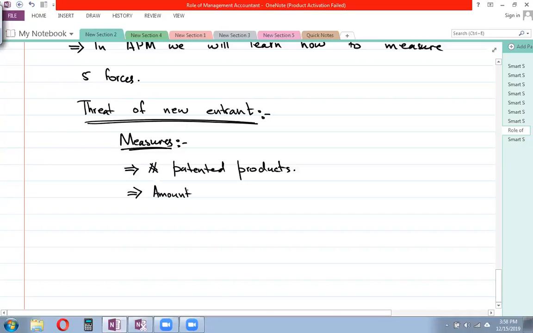If you spend a lot of money on research and development, of course, that will actually reduce the threat of new entrants. Nobody would like to start competition with you, right? So the amount spent on research and development. Of course, if you spend a lot of money, the threat of new entrants will be low, right? Similarly, the next force was the threat of substitute products.